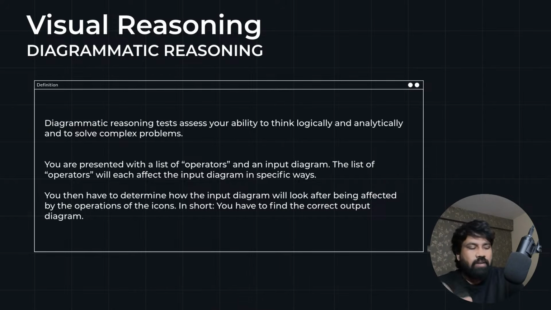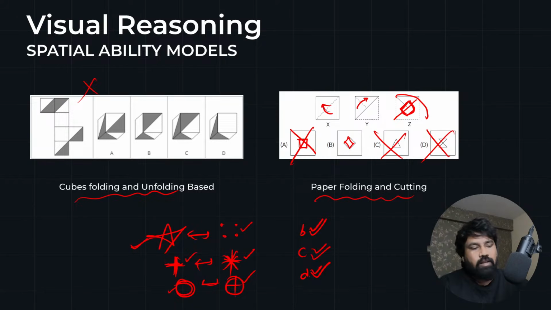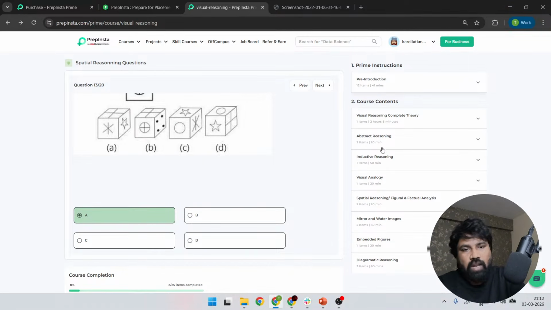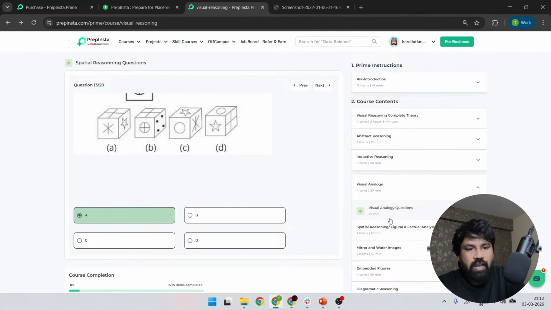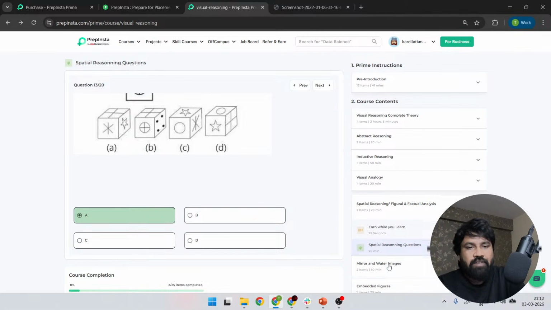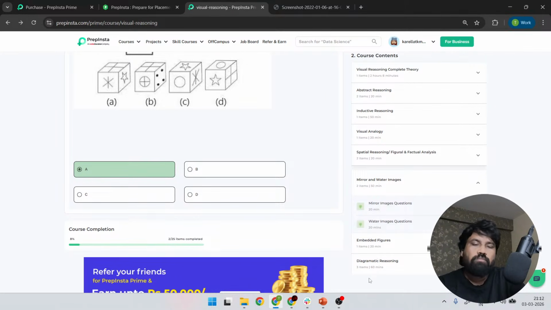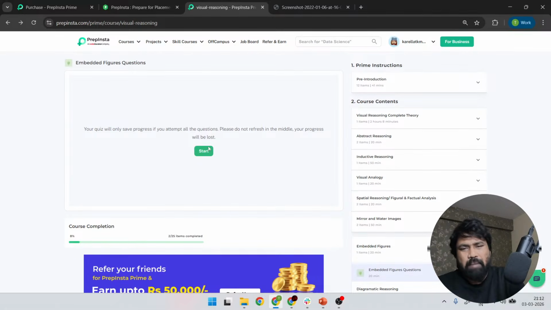And coming to diagrammatic, it is not a part of your TCS. So for TCS, what important things you need to take care of is, again, I am telling you, go to prepinsta.com and under visual reasoning, you need to practice only abstract, inductive, visual analogy, and spatial, and embedded figures. 4 continuous topics. And you have to skip the last 2. If you want to practice, you can practice the embedded figures also. It's not a big deal.